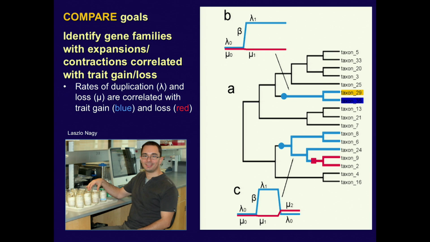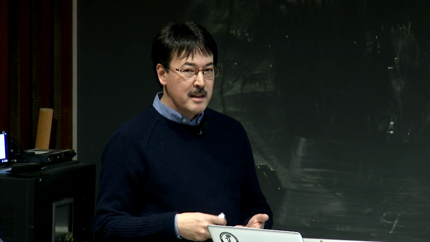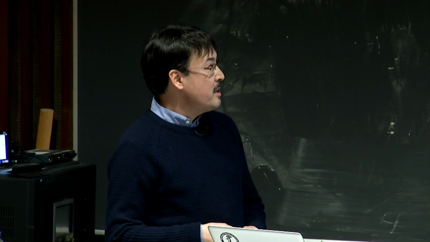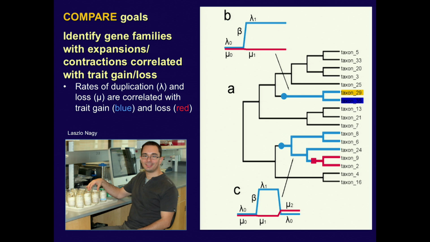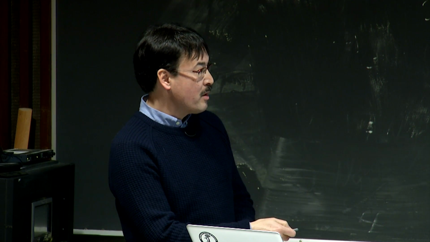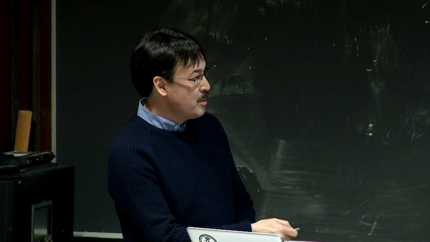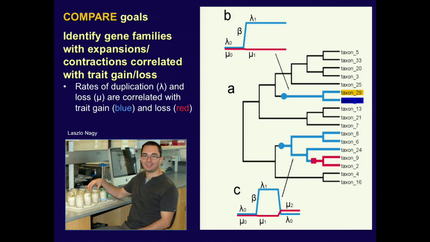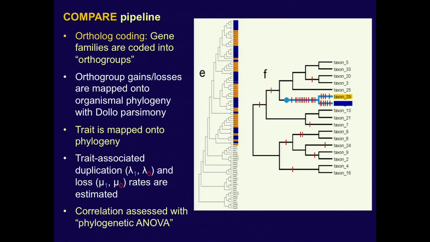And it uses a bioinformatics pipeline that Laszlo Nagy, this former postdoc, developed, which is called COMPARE. The basic idea with COMPARE is that you're trying to identify gene family expansions and contractions that are correlated with the gain or loss of a function. So gain would be blue, red would be loss. If lambda and mu are gain rate versus loss rate, you can predict that if there's a gene family that has a function in a particular trait, and if gene dosage or diversification is important in that trait, you should expect to see enhanced duplication rates when the trait is on, and reduced when the trait is off. So the pipeline that Laszlo created, basically the outline is like this.